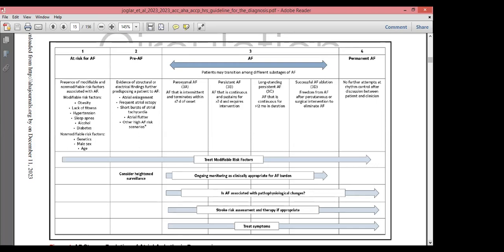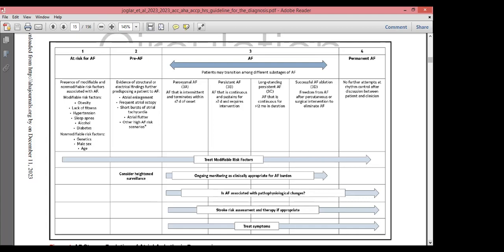Then persistent AF is the 3B, which is AF that is continuous and sustained for more than 7 days and requires intervention. While the long-standing persistent is AF that is also continuous and lasts above 12 months. Then 3D are the people who are actually free from AF, either because they've undergone percutaneous or surgical intervention to eliminate the AF, so maybe successful AF ablation. Let's remember this so that we'll not confuse it, because it's easy to bring permanent AF under 3D. So 3D are people that have been treated and are free from AF.